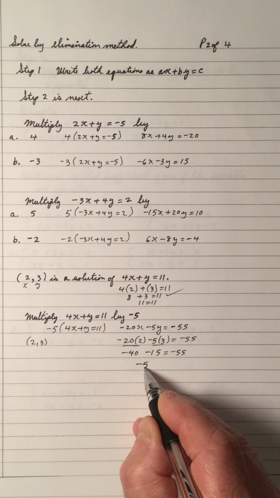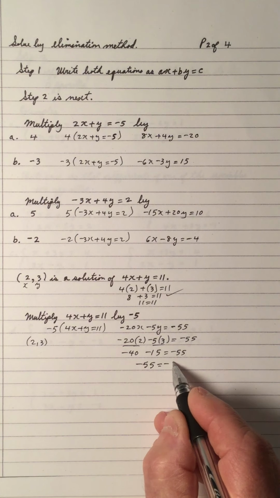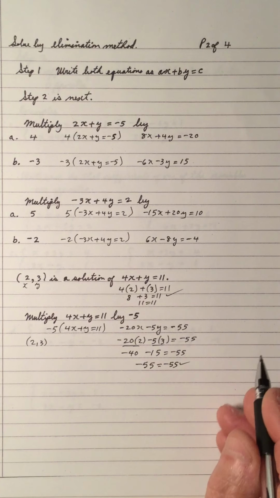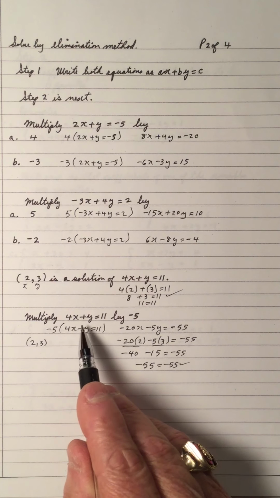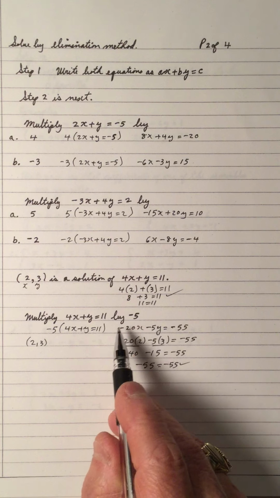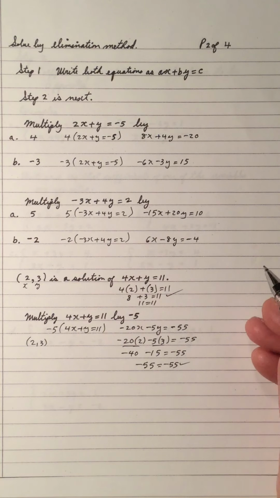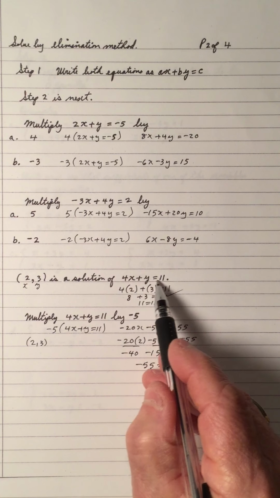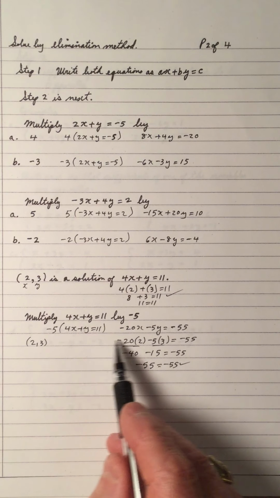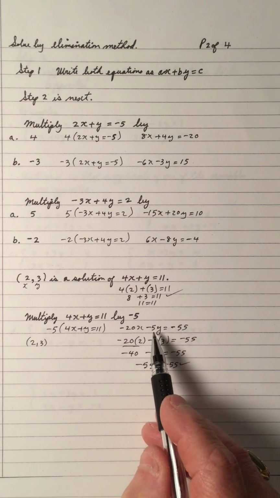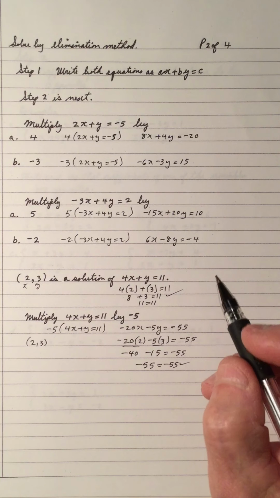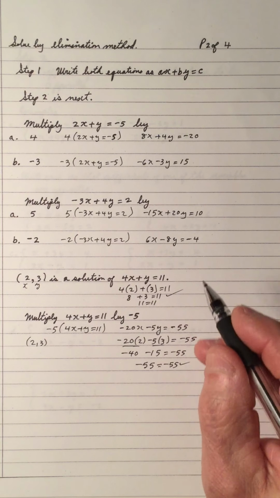So negative 55 equals negative 55. True? So multiplying all the terms of the equation by the same number still represents the same line, even though this equation is different than the new one here. They still represent the same line. And let's illustrate that. Just watch.